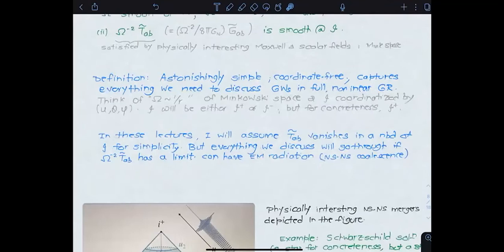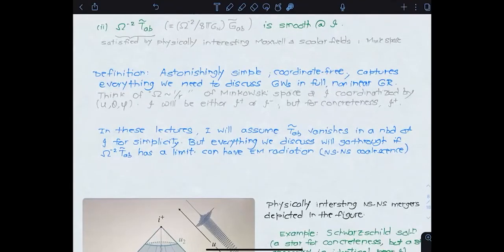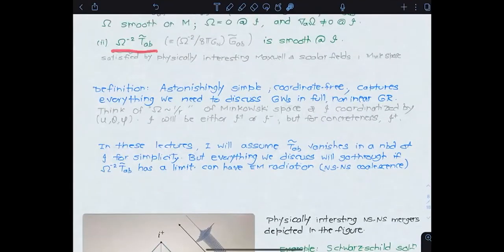So in this lecture, I will assume, for simplicity, instead of saying that there is a stress energy tensor which dies at some rate, so that omega to the minus 2 times the stress energy tensor has a limit, I will just assume that this is 0, that T tilde actually vanishes in a neighborhood of Scri.